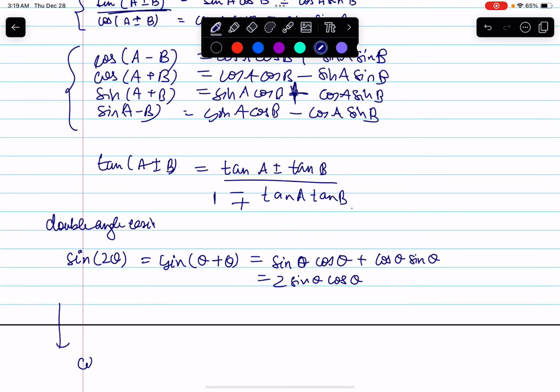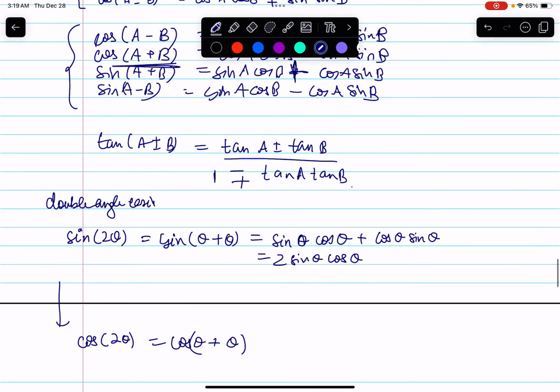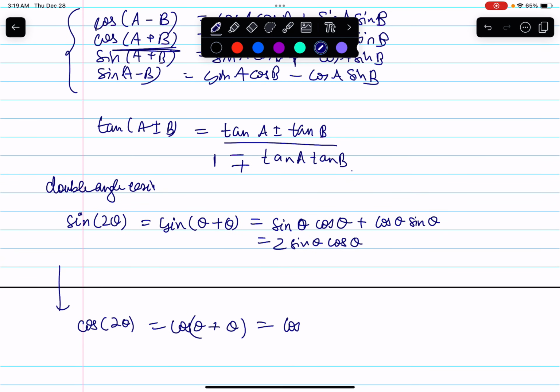And then similarly, cosine of 2 theta is simply just cosine of theta plus theta. So this is what we are dealing with over here. And so this is going to be cosine of theta times cosine of theta minus sine of theta times sine of theta, which is cosine squared theta minus sine squared theta. Okay? So that's the main idea.